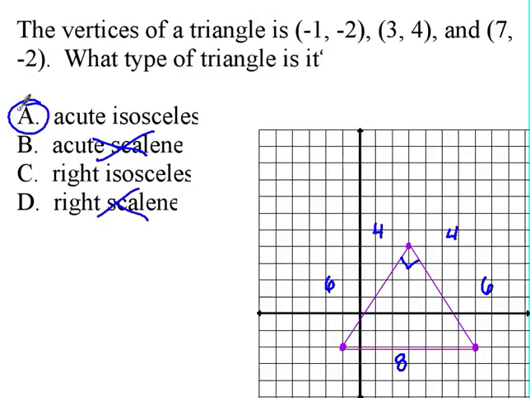Biggest thing, eliminate anything that you can. That's the biggest piece of advice I can tell you.